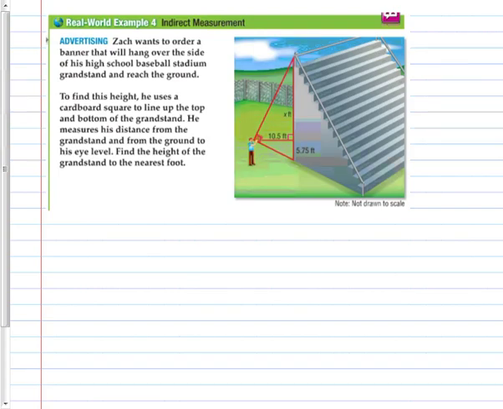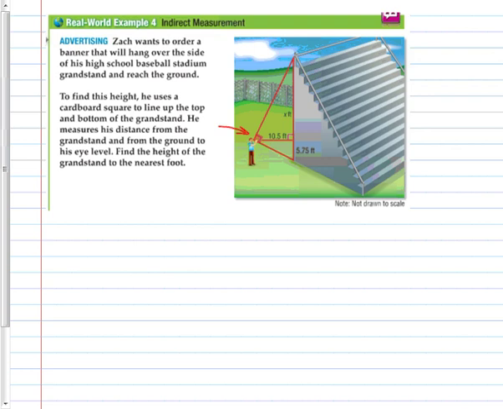Zach wants to order a banner that will hang over the side of his high school baseball stadium grandstand and reach the ground. To find this height, he uses a cardboard square to line up the top and bottom of the grandstand. He's holding up something with 90 degrees at his eye, and he moves until when he looks up he sees the top of the grandstand, and when he looks down he sees the ground. It can be anything that is 90 degrees, a book or something like that.